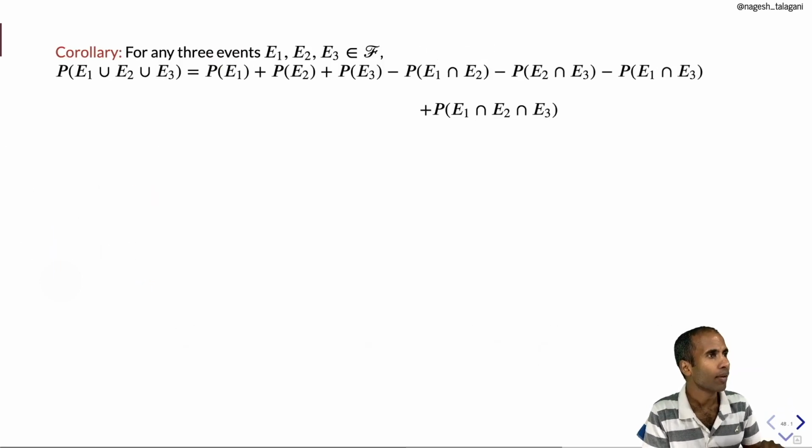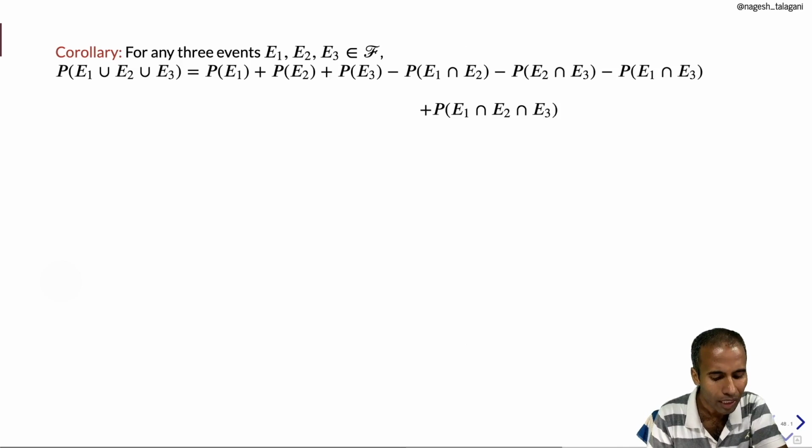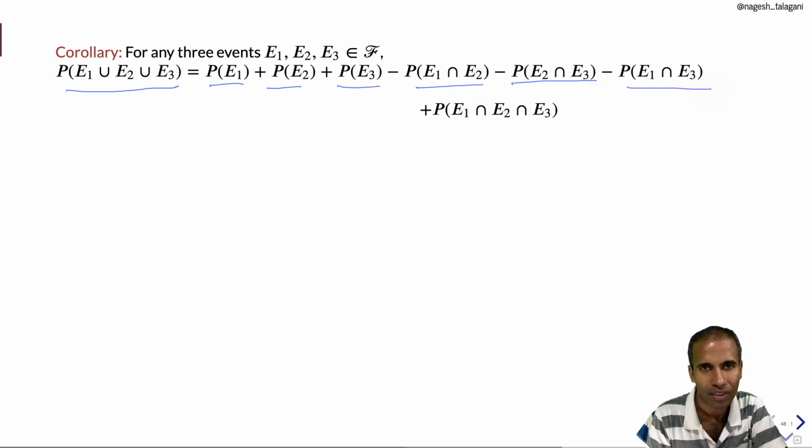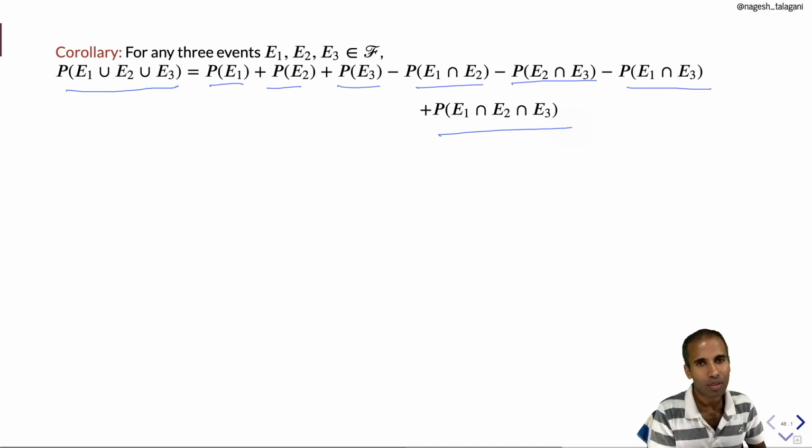Next, as a corollary, for three events also we can have an addition theorem. If E1, E2, E3 are three events in the event space, then probability of E1 union E2 union E3 is going to be probability of E1 plus probability of E2 plus probability of E3 minus probability of E1 intersection E2 minus probability of E2 intersection E3 minus probability of E1 intersection E3 plus probability of E1 intersection E2 intersection E3. This is the addition theorem for three events. Let's prove it using the previous theorem. It actually follows from the previous theorem.